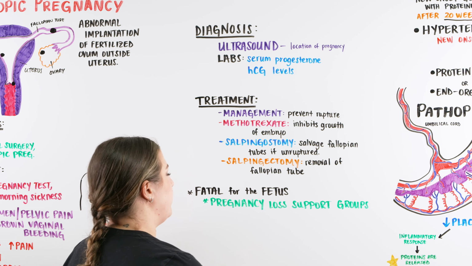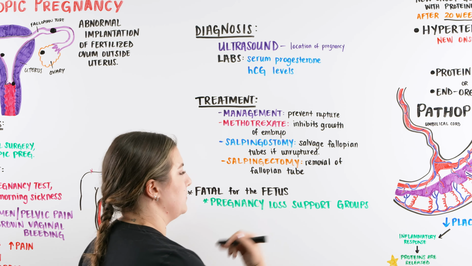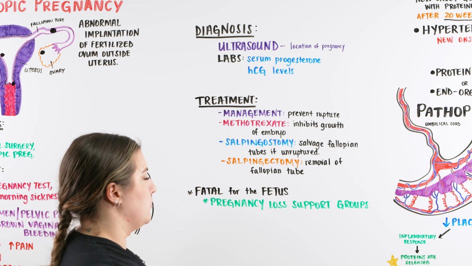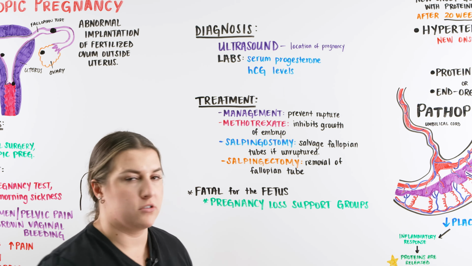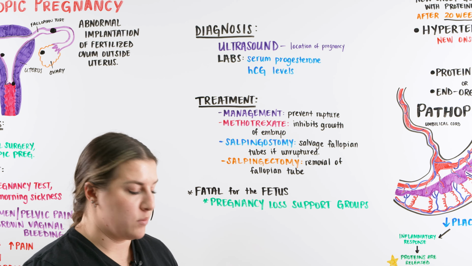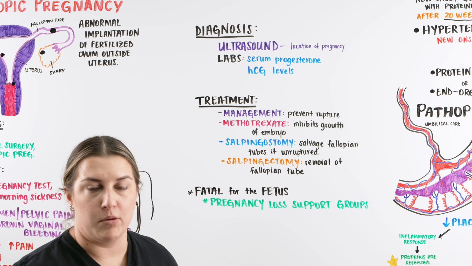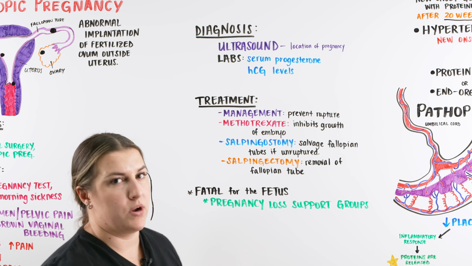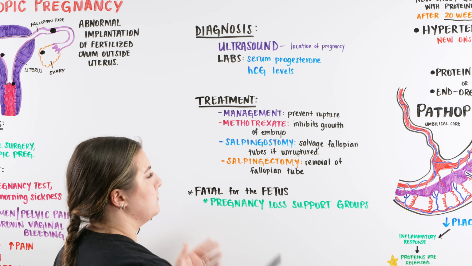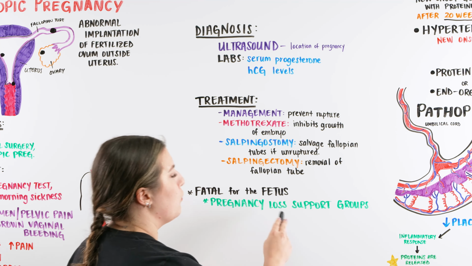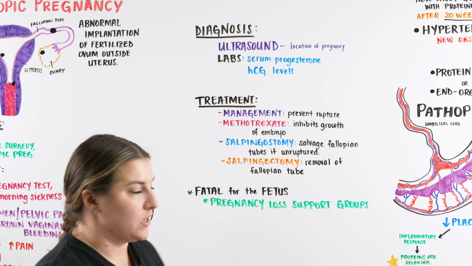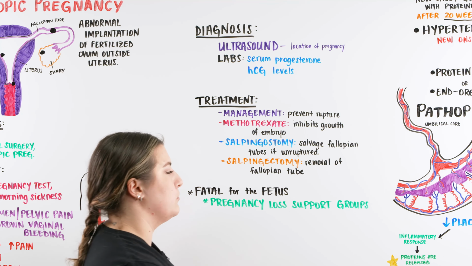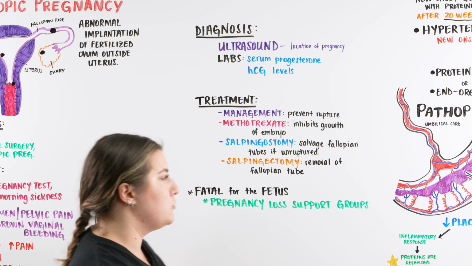So it can be fatal for the fetus, but we can also have a pregnancy loss support group, which is the big thing. We want to talk to our patient, because our patient is going to have trouble. Maybe they did know they were pregnant and then they go in for their first ultrasound and now we're finding out that it's an ectopic pregnancy and there's going to be some sort of termination in order to hopefully preserve mom's life. So pregnancy loss support groups are a big thing that we want to refer our patients to.